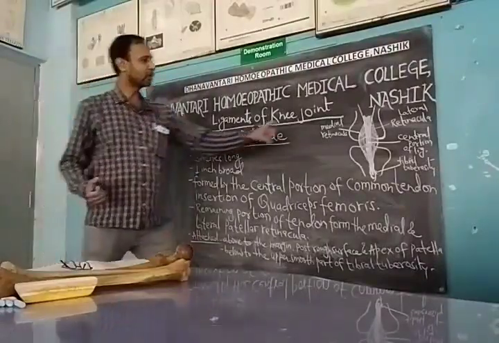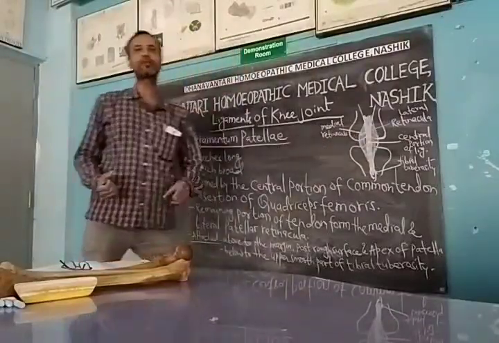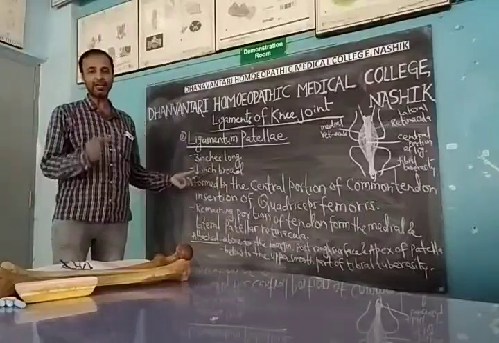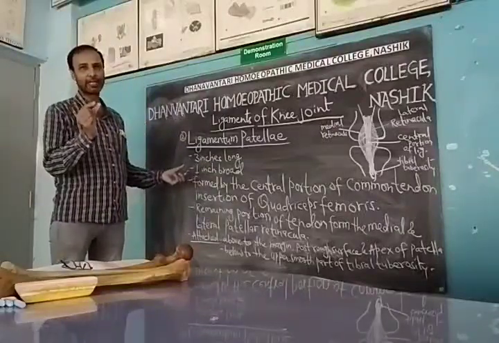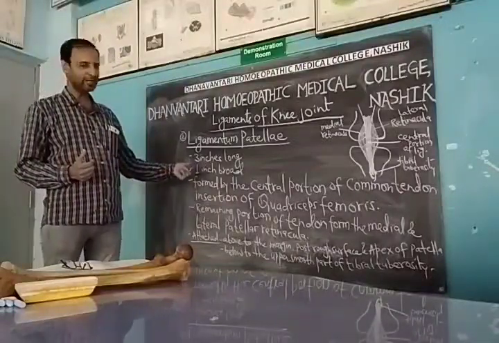Now this tendon forms the ligamentum patelli. The length of the ligamentum patelli is approximately 3 inches, and it is 1 inch broad. So the formation, the length and the breadth we have discussed.